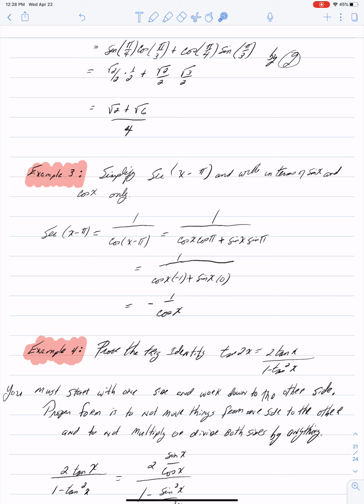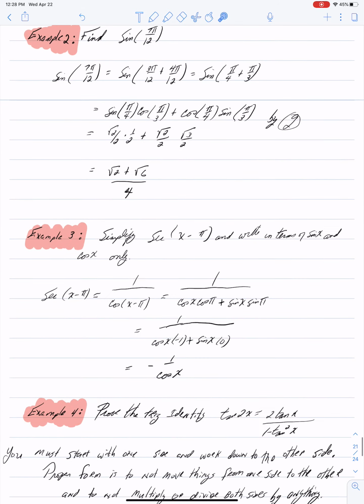Okay, but what's the cosine of pi? The answer is -1. Figure out where on the unit circle you are. What's the sine of pi? The answer is 0. So I get -1 times cosine x downstairs, and I get secant of x minus pi is -1 over cosine of x.